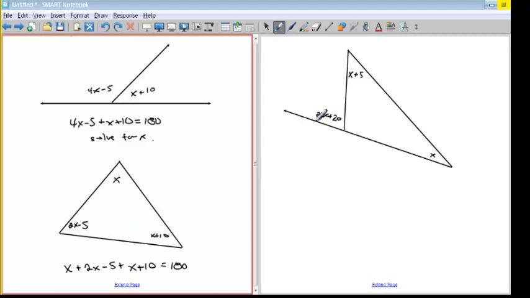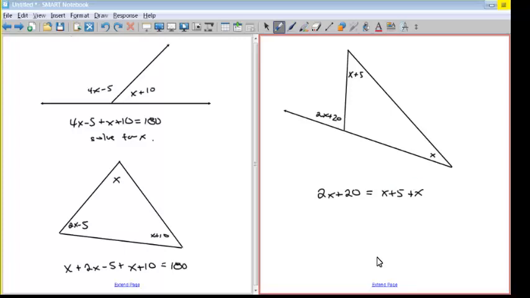Here we have an exterior angle and two interior opposite angles. So this is a case where you set them equal to each other. The rule is the exterior angle is equal to the sum of the two interior angles. So it's not 180, it's equal to each other.